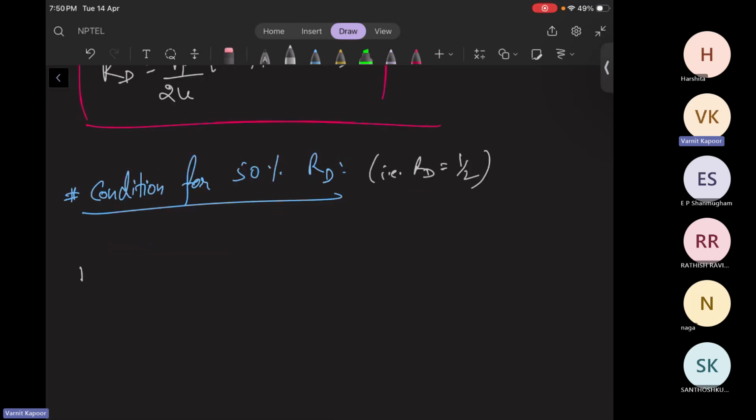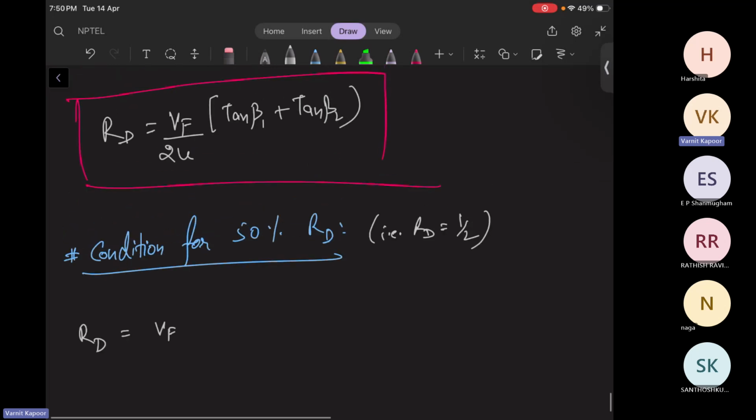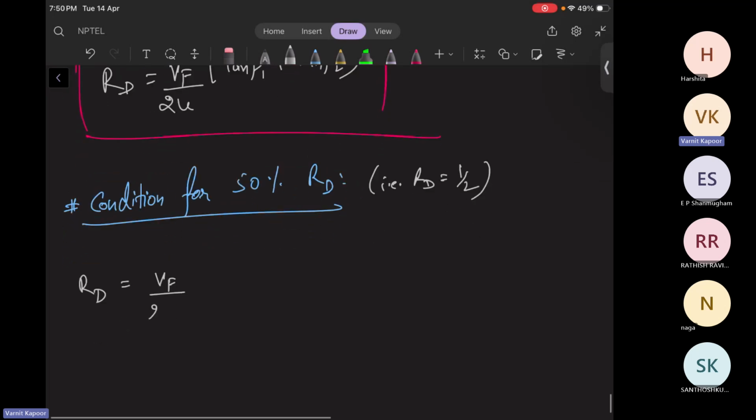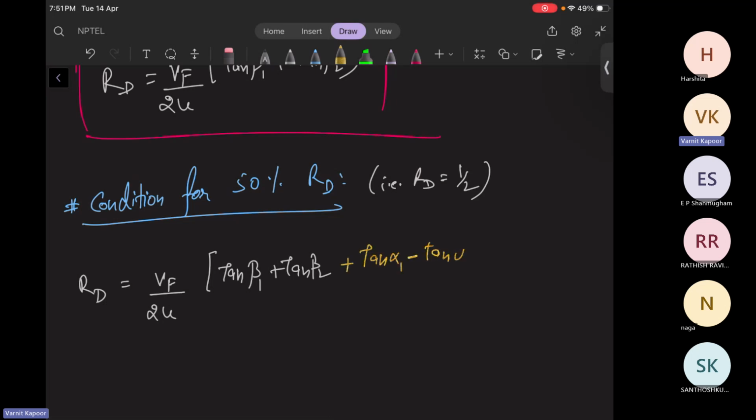So your RD is Vf from above in the red box, over 2U, times (tan beta 1 plus tan beta 2). I'm just adding and subtracting tan alpha 1 from both of them, tan alpha 1 minus tan alpha 1. So the expression remains the same itself. Okay. So let us get tan beta.